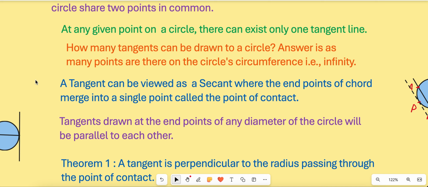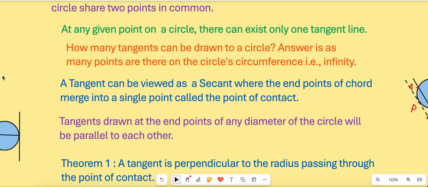You can try if you can draw two tangents at a given point. Just experiment. Okay, so it is not possible, right? So only one tangent can be drawn at one point on a circle. But how many points are there on the circle's circumference? Naturally, it is infinite. Therefore, a circle will have an infinite number of tangents, but each one is unique at a given point.